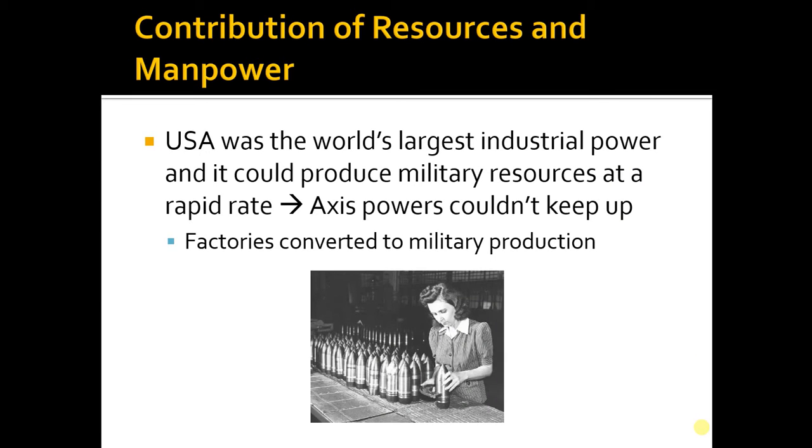So America was the world's largest industrial power, and it could produce military resources at a rapid rate. Compared to that, Axis powers like Japan, Germany, and Italy really couldn't keep up with the rate of production that the USA was enjoying. And factories which previously made things like cars and machine parts were all easily converted to military production. So, for example, a factory traditionally used to build cars could easily be converted to one that built tanks, which could then help in the war effort.